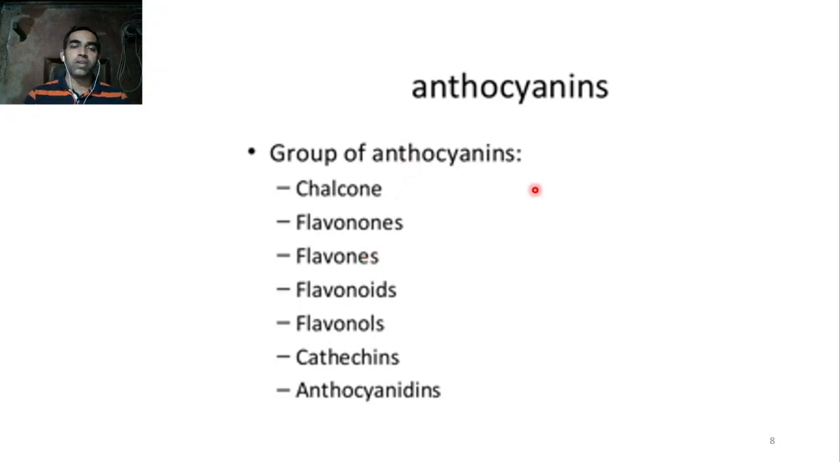Anthocyanins are derived, basically they have a flavonol structure. It can be even chalcone derivative flavonols. Chemically, anthocyanins, catechins like this. Chemically these anthocyanins can be one of these, but mainly they are flavonols.